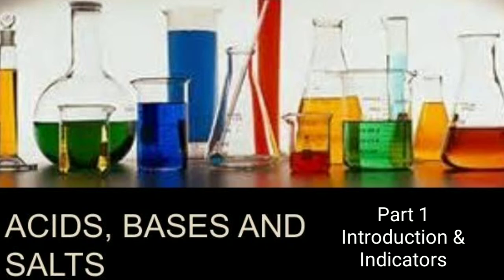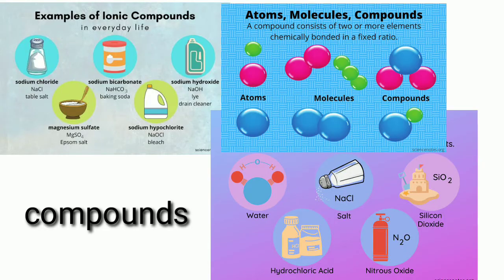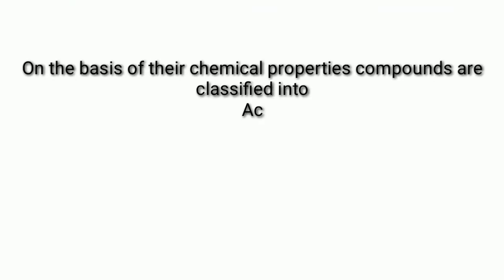Okay children, we all know that nearly 118 different chemical elements are known to us at present. These elements combine to form a large number of compounds. On the basis of their chemical properties, all these compounds can be classified into three groups, like acids, bases and salts. In this chapter, we'll study all the three types of compounds, acids, bases and salts in detail. Let us start with acids and bases.